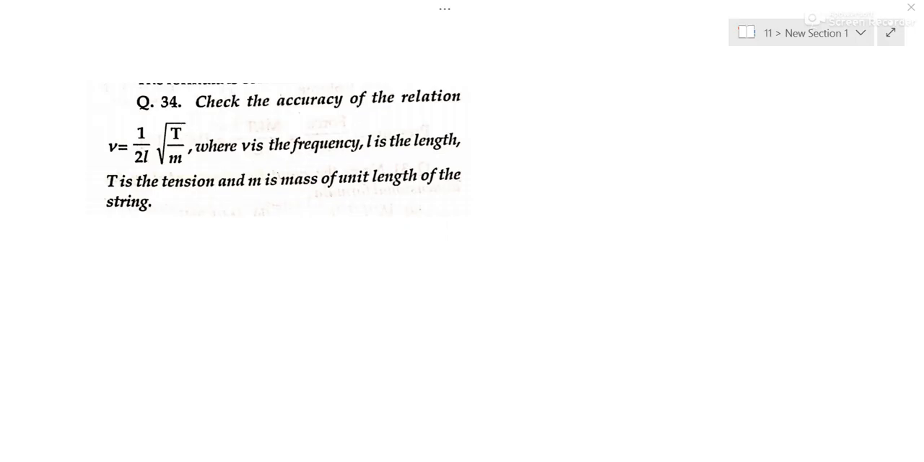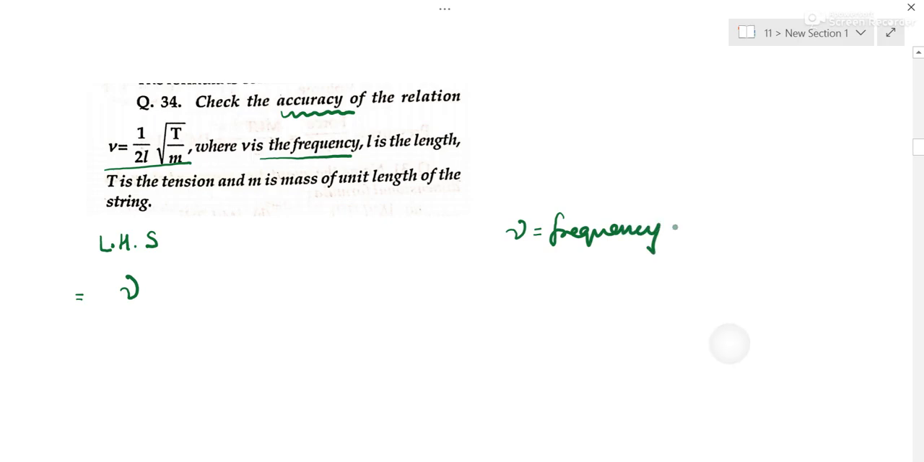Let us see the next question now. This is the next question. We'll have to check the accuracy, whether this equation is correct or not for this relation. So what is left hand side? Pick that symbol. That symbol is nu. What is nu? Frequency. Now you should know the general dimensional formula of frequency. It is reciprocal of time. So basically formula is t to the power minus 1. So we'll substitute here t to the power minus 1.